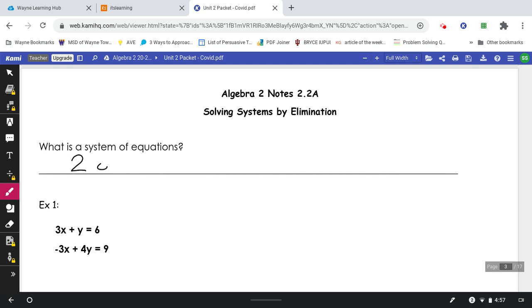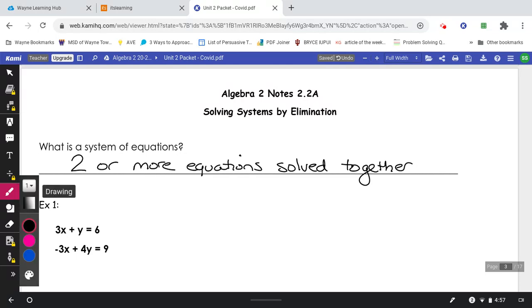That is just two or more equations solved together. So you have options of how you solve these. There are three different ways we can solve systems. This is the second way.